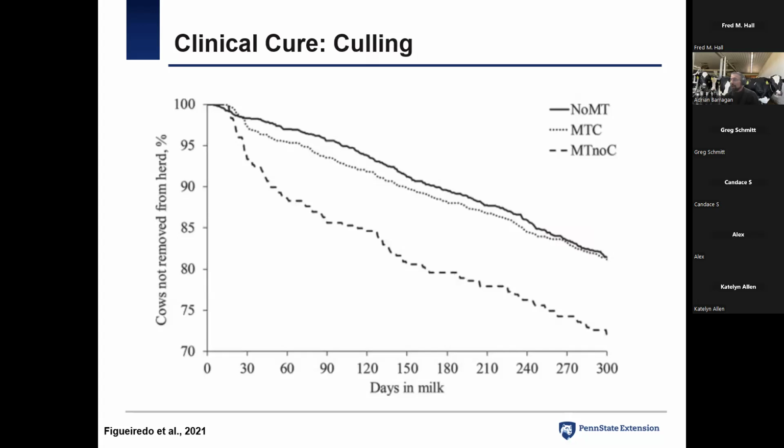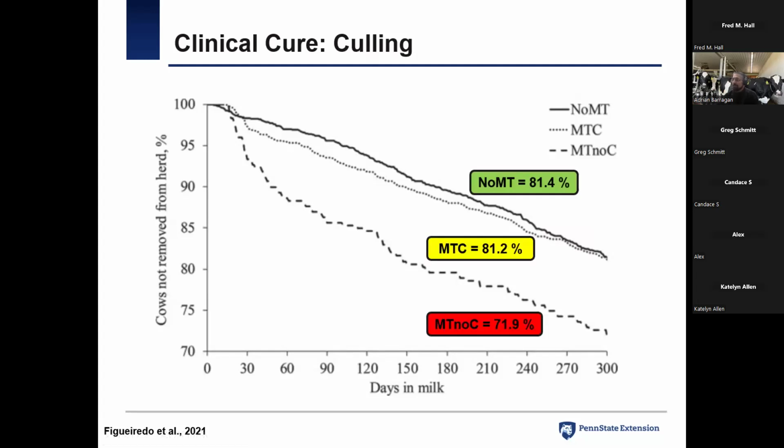When it comes to culling rate, this is sort of the opposite. The higher the bar, the better, right? Because the lower the bar goes, the more animals are removed from the herd. And you can see that here now we have those metritis cows that did not respond to treatment. They are at the lowest score, and it's basically about 30% of them were removed versus 20, or 19 or so. Because basically the cows that did not have metritis, or the cows that had metritis and responded to treatment, had about the same culling rate.